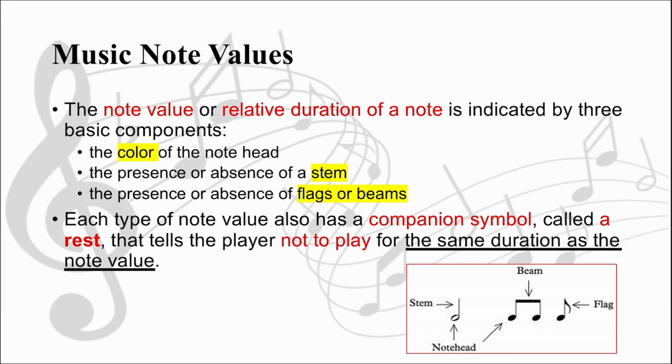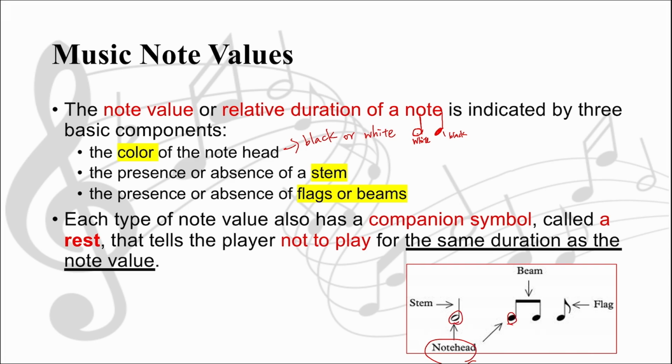The first one is the color. The color means black or white. What is black or white? So this one and this one. Suppose we use a black pen. This one is white and this one is black. So that is the meaning of the color of the note head.